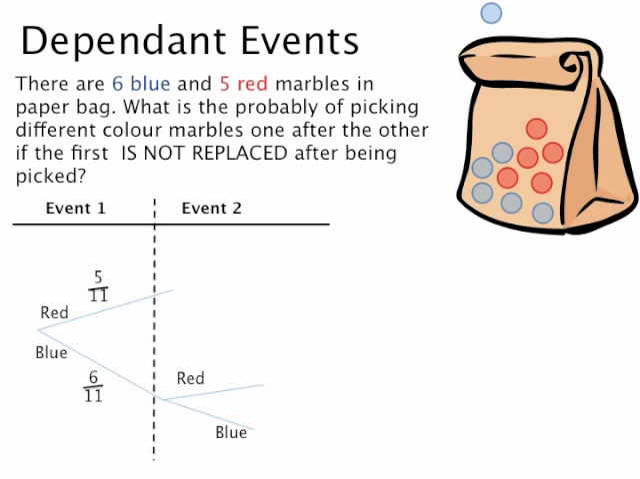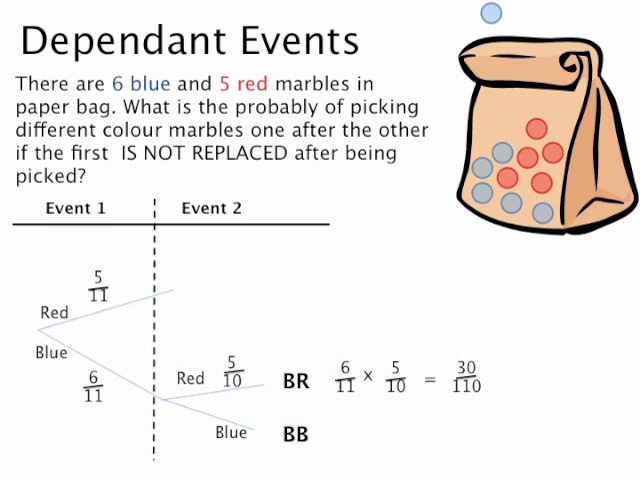So for our event 2, now what's the probability of us picking a red or a blue? Well, what we've got to consider is how many marbles are left in the bag. There's only 10 left in the bag, and there's 5 red ones and there's 5 blue ones. So if we look at red first, the probability of the second event of picking a red marble after picking the blue one is 5 out of 10. And then we do exactly the same as we did before. So 6 out of 11 was our first choice, times 5 out of 10 was our second. Gives us 30 over 110.